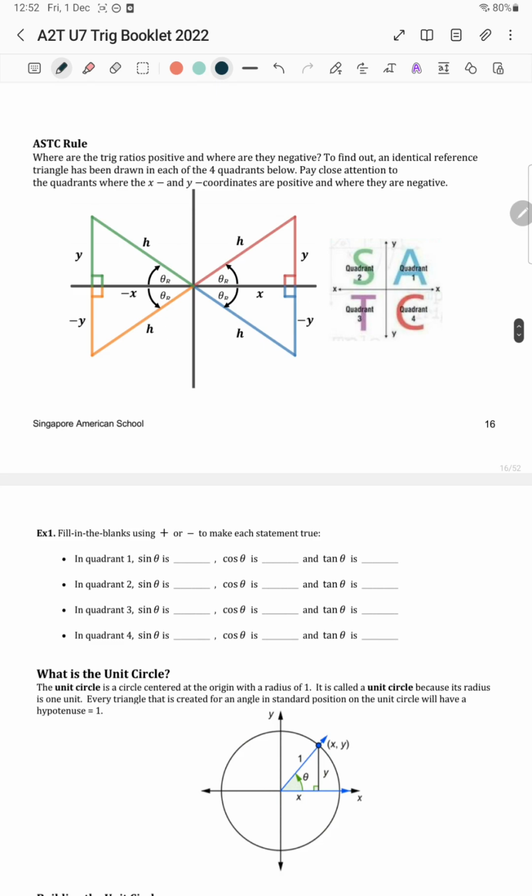Okay, so what is the ASTC rule? ASTC rule means in the first quadrant all are positive, second quadrant sine is positive, third quadrant tan is positive, and fourth quadrant cos is positive. If cos is positive in the fourth quadrant, it means it's negative in all other three. Tan is positive in the third quadrant, it's negative in all other three. Sine is positive in the second quadrant, it is negative in all other three. And in the first quadrant, everyone is positive.